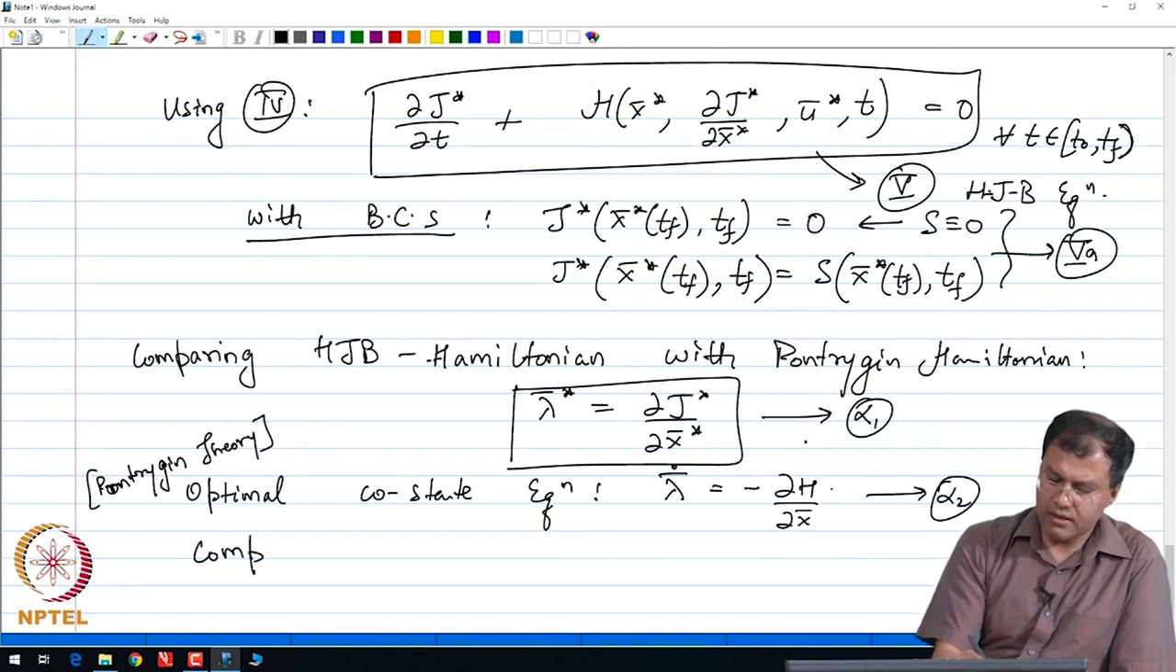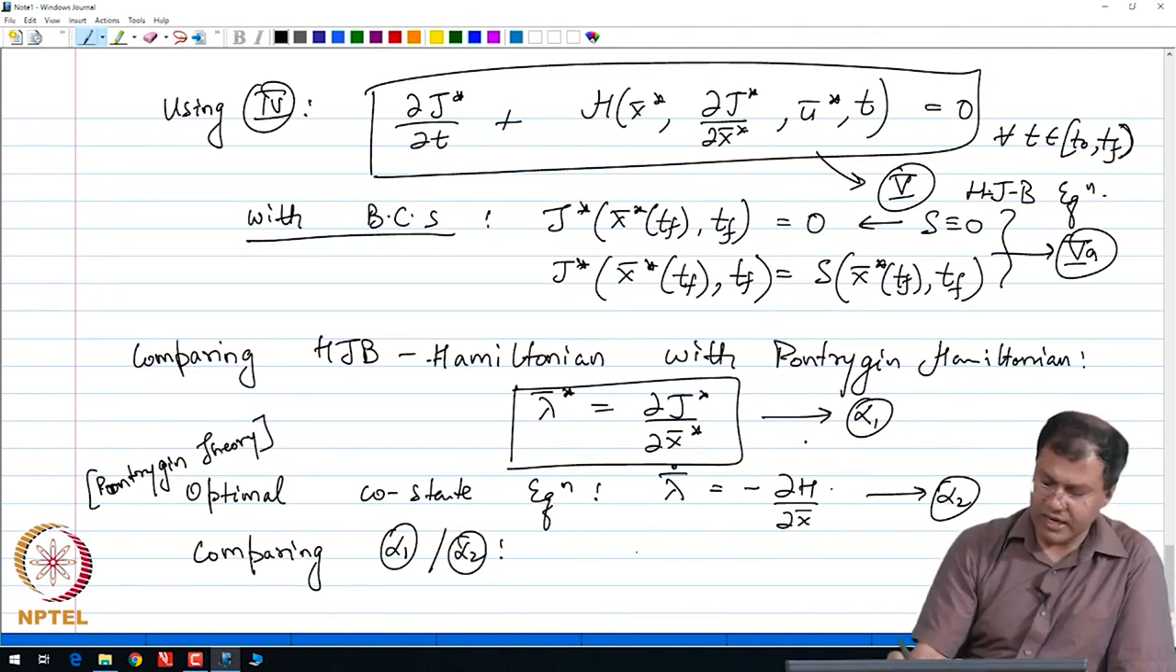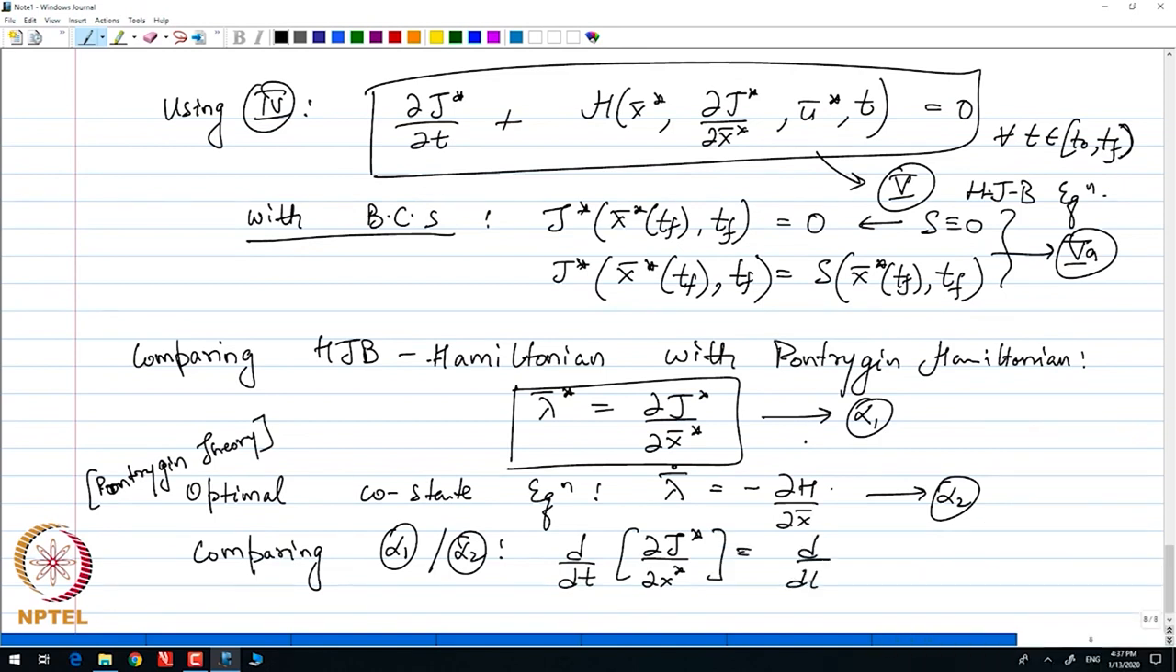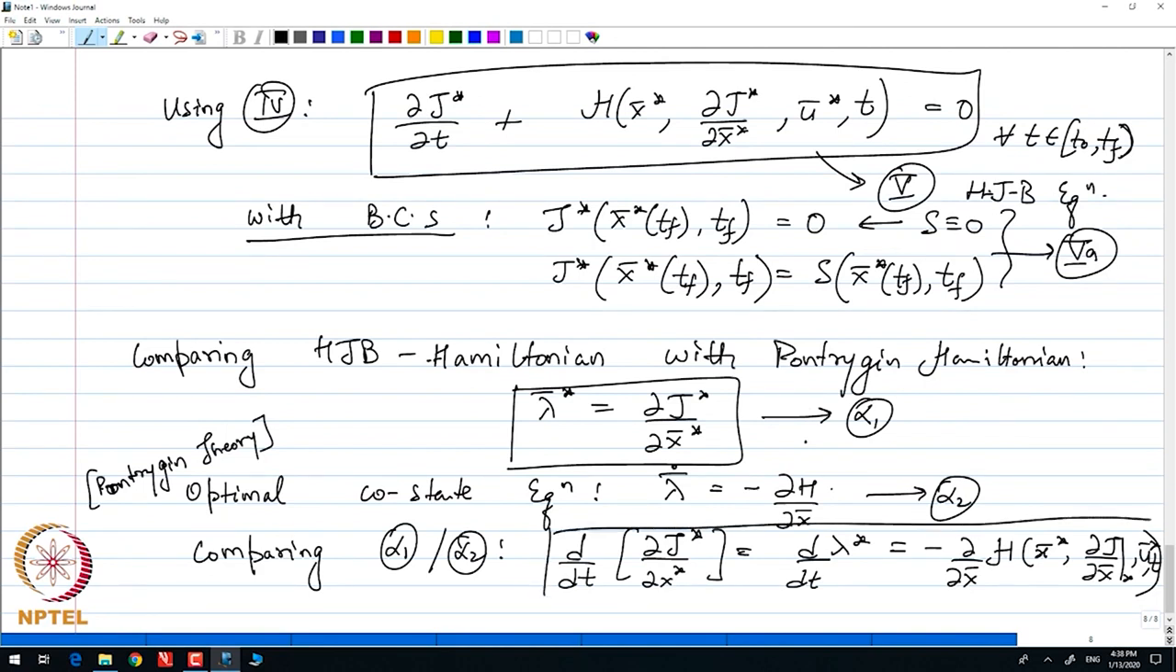Okay. So comparing our results in alpha 1 and alpha 2, I see that the time derivative of partial J partial x, the time derivative of this quantity is minus of partial H partial x, right. So this is also equal to d/dt of lambda star, and this is also equal to minus partial x of H at x star comma partial J partial x star comma u star, right, comma t. Okay. And so that is the relation between J and between H, right.